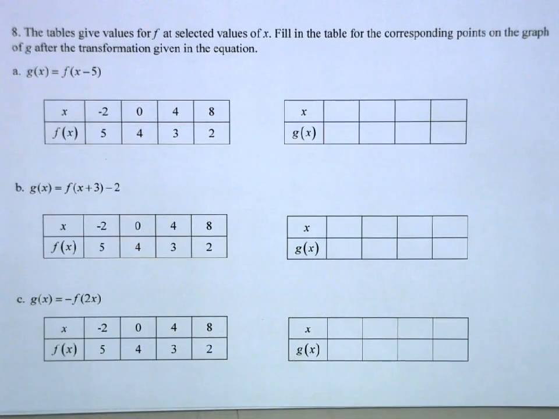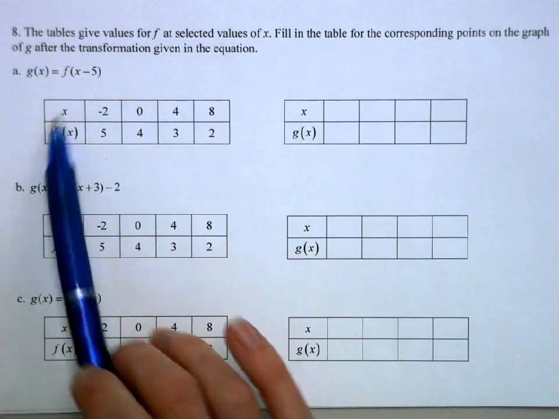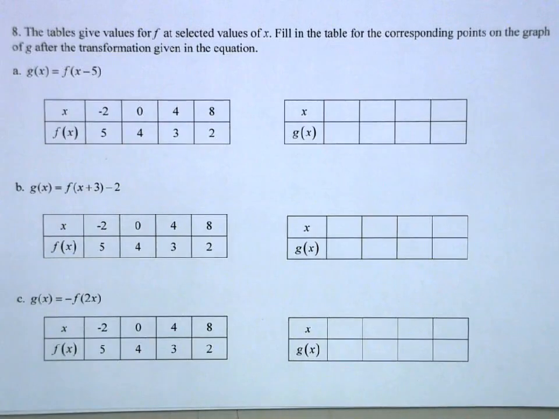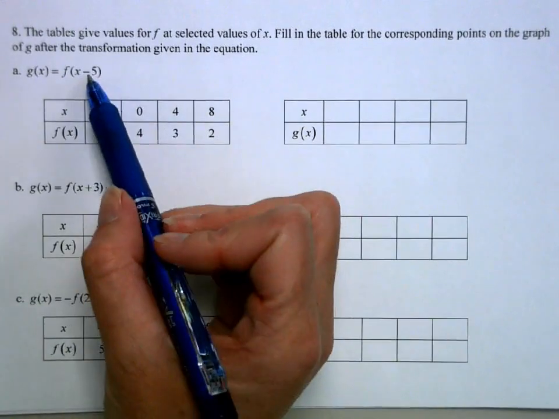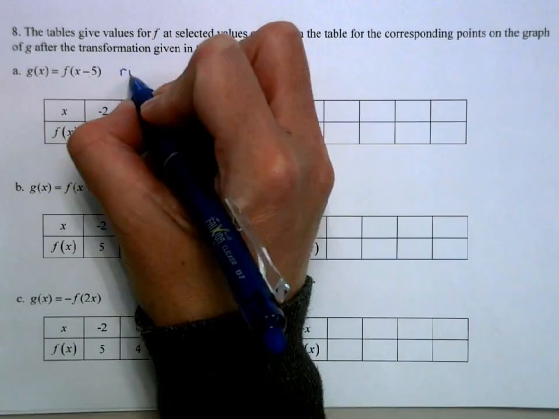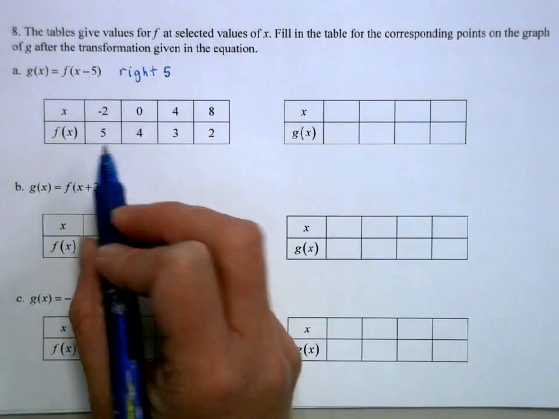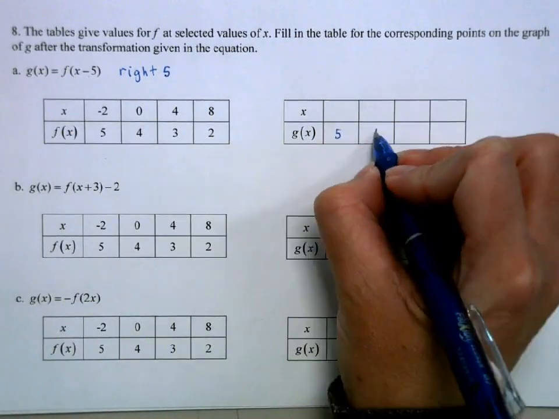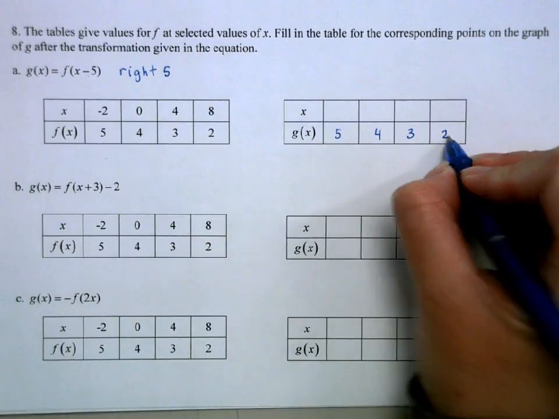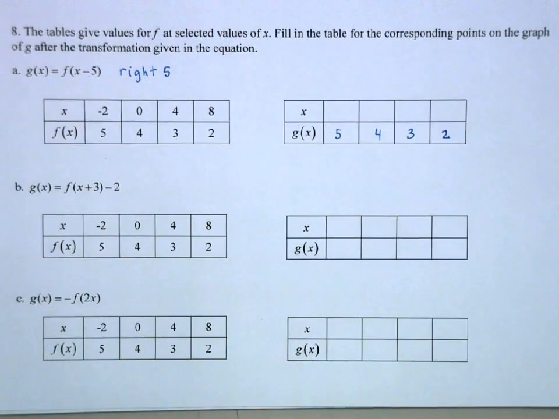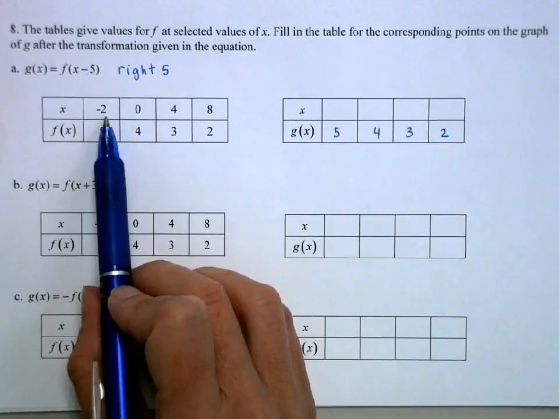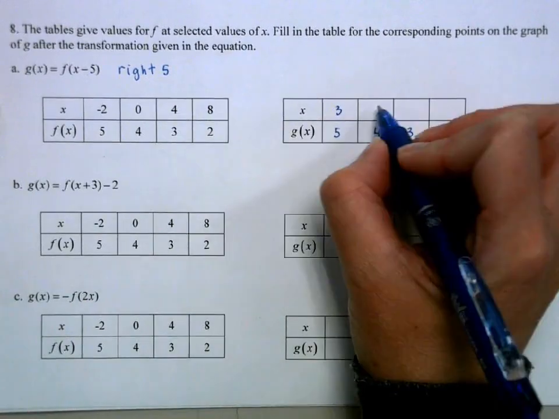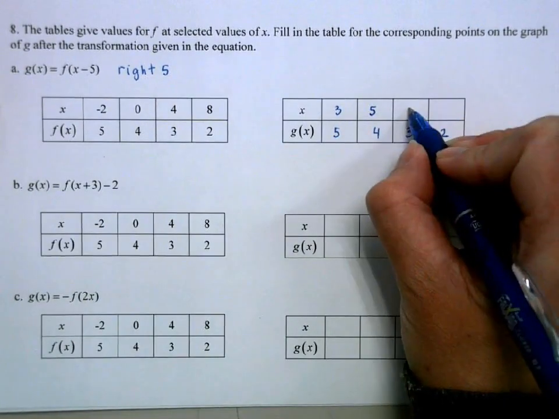So my first one here, we have a table of values for f of x, and then we're going to do a table of values for g of x with the corresponding transformations. So this one, we just have a -5 on the inside, which means it's moving to the right 5 units. So my f of x values will not change. My input values are going to change. So if we're moving all of these to the right 5, I'm going to add 5 to each of these numbers. So -2 plus 5 is 3, 0 plus 5 is 5, 4 plus 5 is 9, and 8 plus 5 is 13.